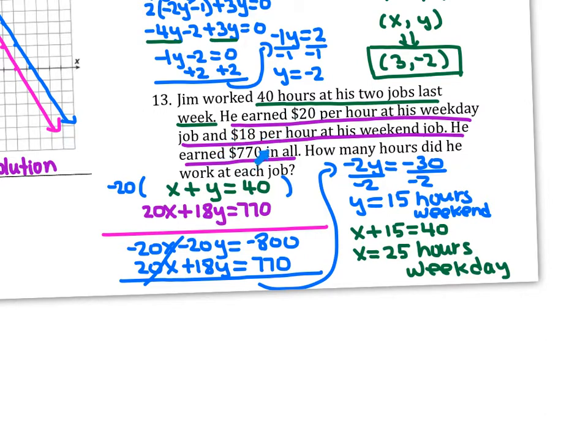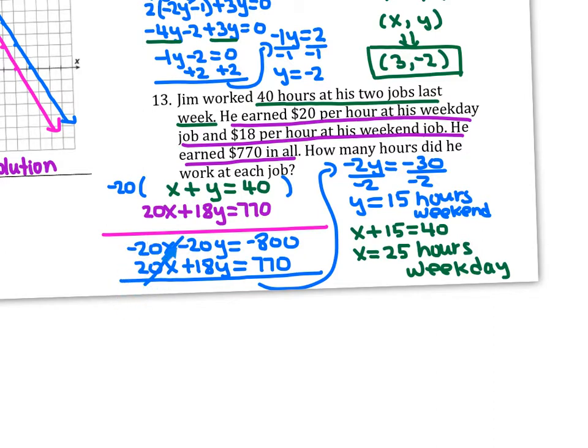And they're telling you how much money he's making. So this equation has to do with money. The first one has to do with counting the number of hours. Since they're not telling me how to solve this problem, I'm just going to use elimination. If this was a negative 20, I could multiply everything by negative 20 and the x's would cancel. And here's what we have here.